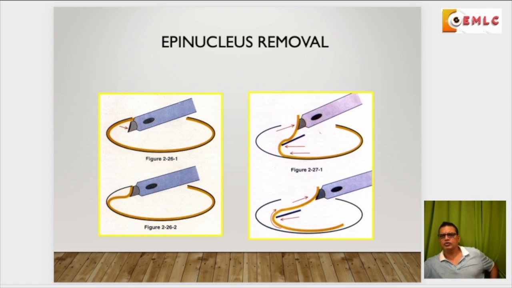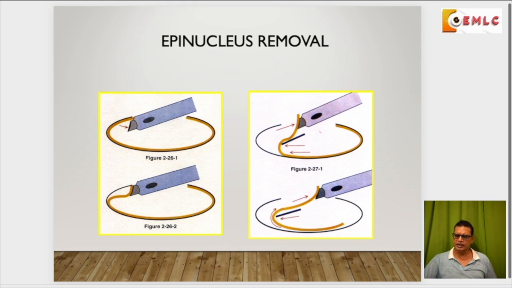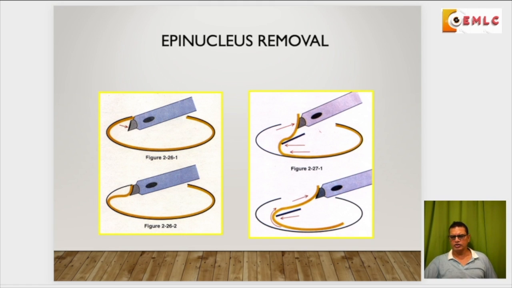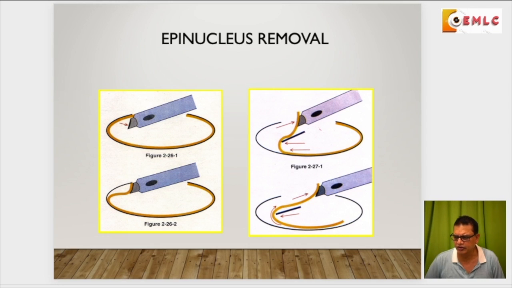Now coming to the epinucleus removal. The epinucleus removal technique is again something you need to know. Here again, you should not try to catch the epinucleus very deep inside and close to the posterior capsule. The epinucleus should be caught very close to the inside of the anterior capsule and slowly pulled to the center, and until you pull it to the center, you should not apply any phaco power.